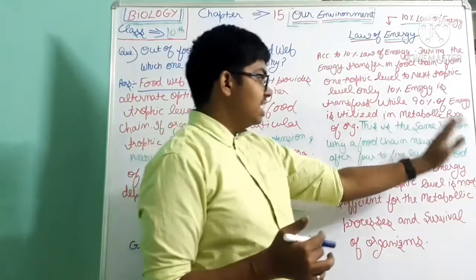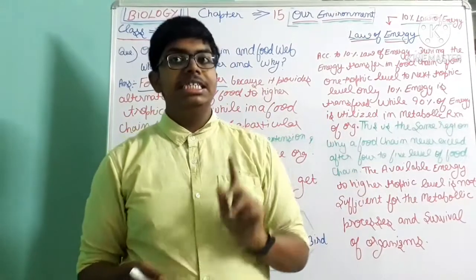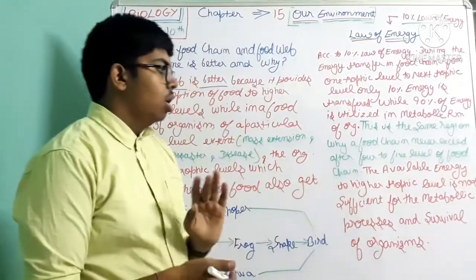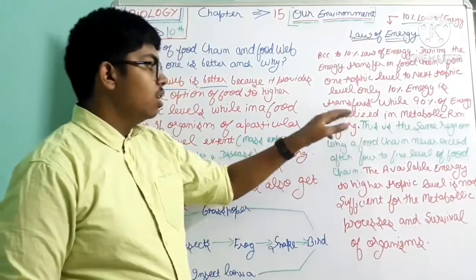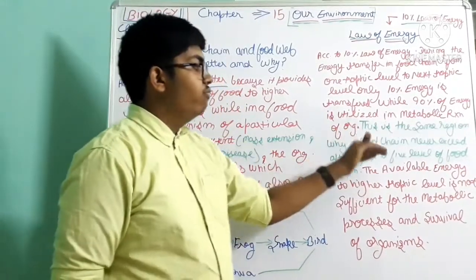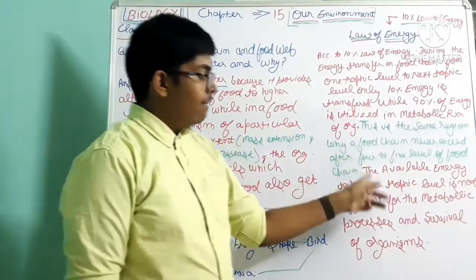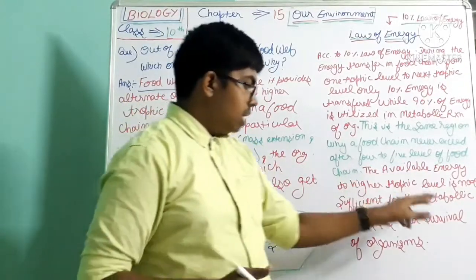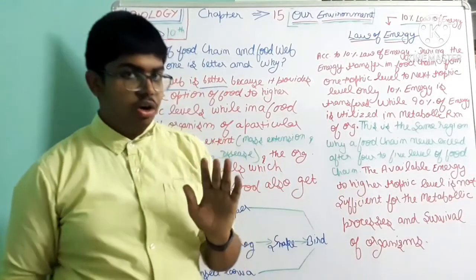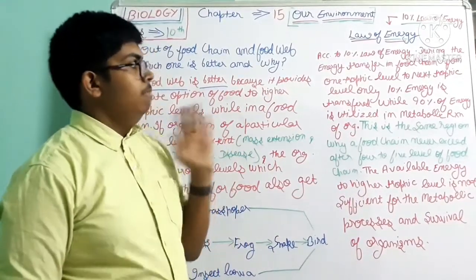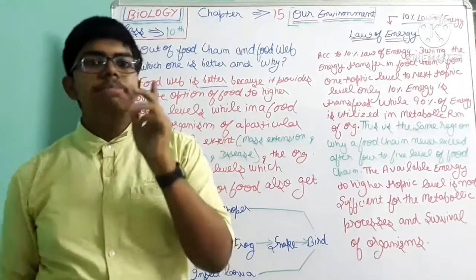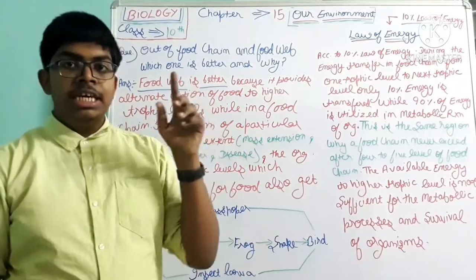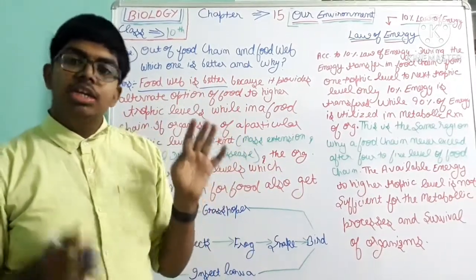This is the reason why a food chain never exceeds 4 or 5 levels. The energy available to the higher trophic level is not sufficient for the metabolic processes and survival of the organism. The 10% law of energy says that only 10% of the energy is available for the next level, while 90% is used up in metabolic reactions.